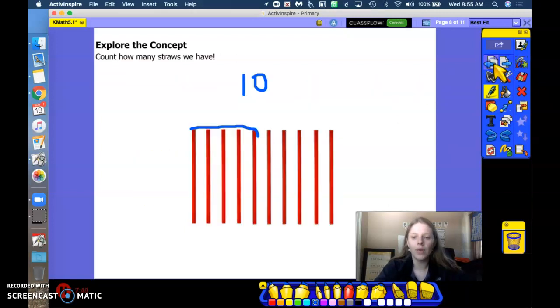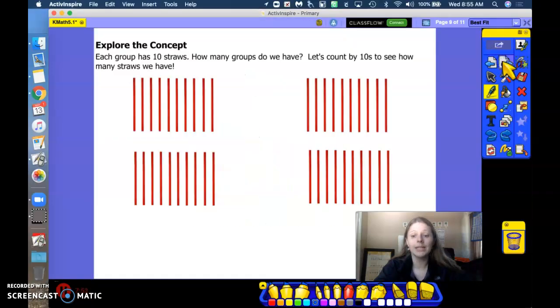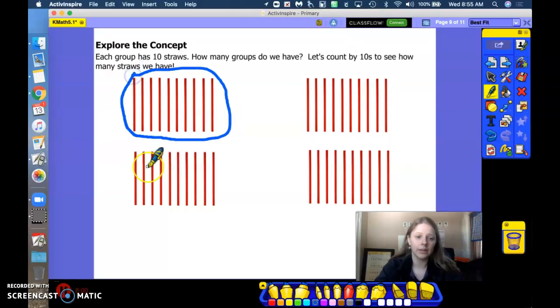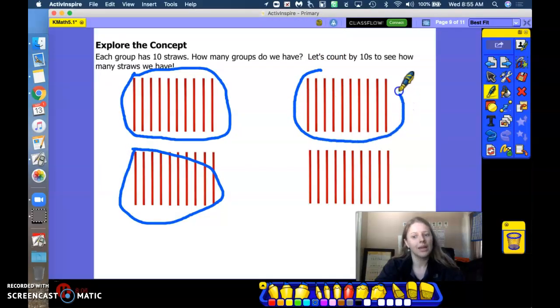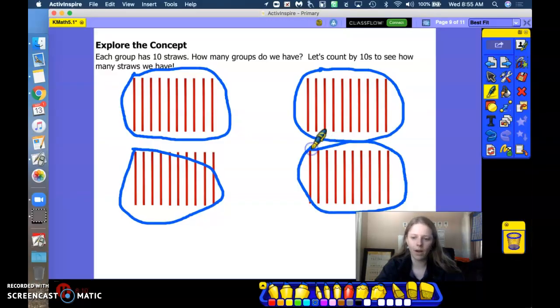Now that we know that this bundle is 10, I'm going to tell you that these are also a bundle of 10. So inside each of my circles is a group of 10. Okay? Now, it would take a really long time for us to count one by one how many we have all together, right? If we said 1, 2, 3, all the way down to here, that would take a really long time. Does anybody know another strategy of how we can count these groups of 10 quickly?